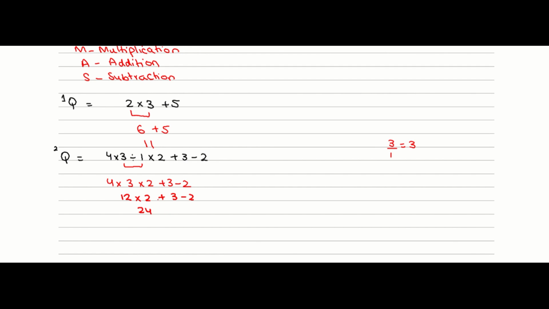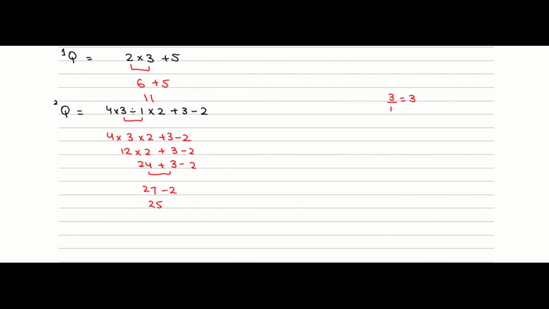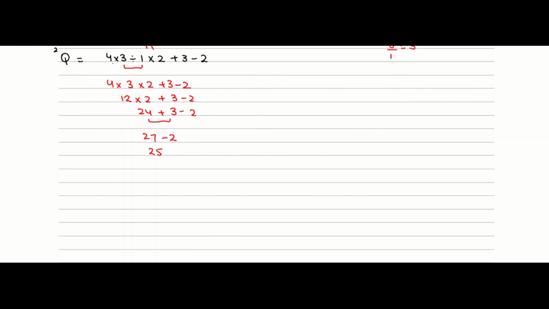And we have plus 3 minus 2. Next we have to perform addition. The addition sign is between 24 and 3. 24 plus 3 gives you 27, and then you have negative 2, and 27 minus 2 gives you 25. So that is the answer for this question. I hope it's clear. We will practice some more questions.